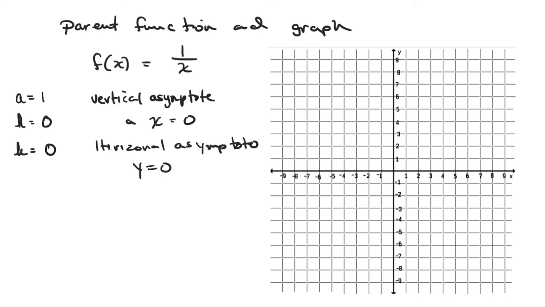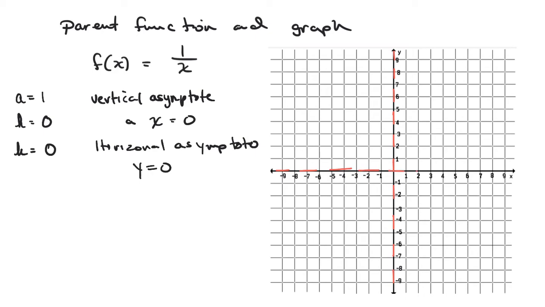So now I'm going to set my graph up here, and then I'm going to start plotting points around it. The first thing I'm going to do is graph my asymptotes. My asymptotes are at x equals 0, so that's the vertical asymptote, right along the y-axis. Hopefully you can see it here in red. And then the horizontal asymptote is at y equals 0.